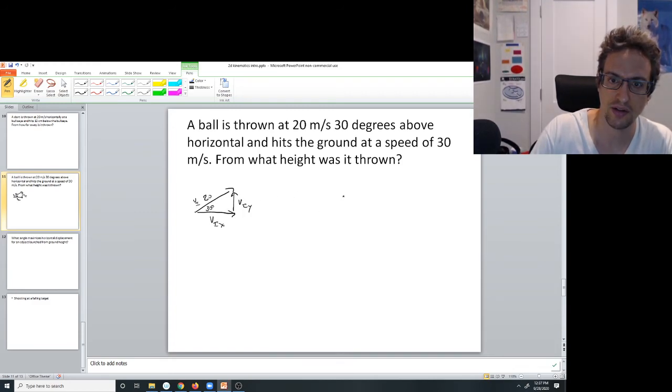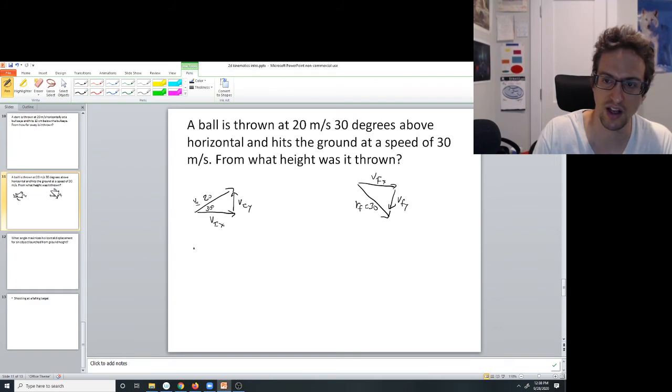And then we've got this hits the ground at a speed of 30 meters per second. So we don't know exactly what that is, but we know that it's down and sort of to the right. So if we were to draw a V final triangle, V final is 30, and V final X, and V final Y. So we can do this here.